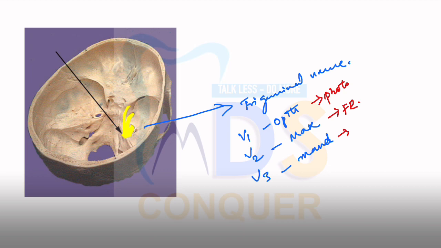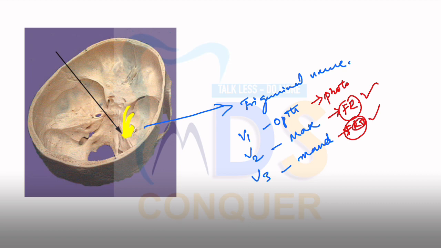and of course there will be lots of motor supply to the muscles of mastication, anterior belly of digastric, mylohyoid and tensor tympani. I hope you are very familiar with all these things, and do make a note of the foramens from which things are going to come. Foramen rotundum for the maxillary branch, and the mandibular branch comes out from foramen ovale. You're familiar with all these things.